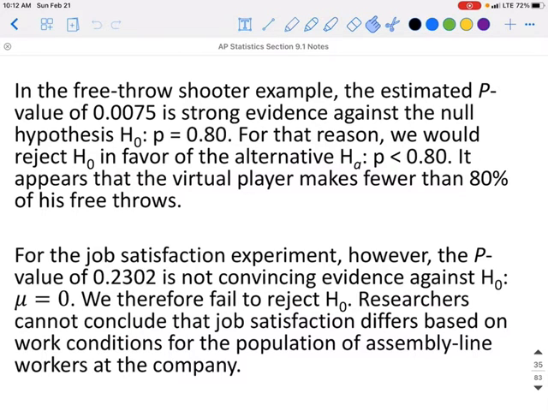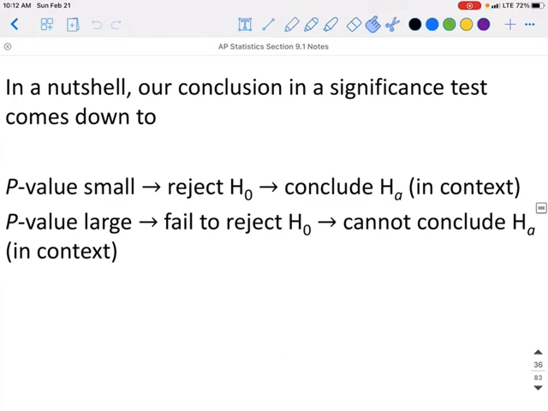It appears that the virtual player makes fewer than 80% of his free throws. For the job satisfaction experiment, however, the p-value is 0.2302, and that's not convincing evidence against the null hypothesis that mu equals 0. We therefore fail to reject H sub 0. Researchers cannot conclude that job satisfaction differs based on work conditions for the population of the assembly line workers at the company.